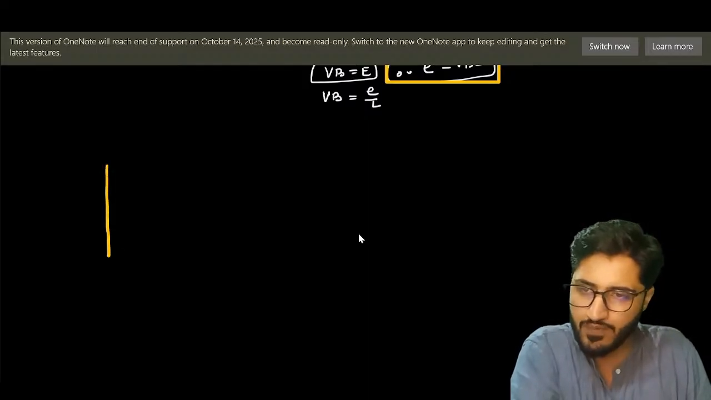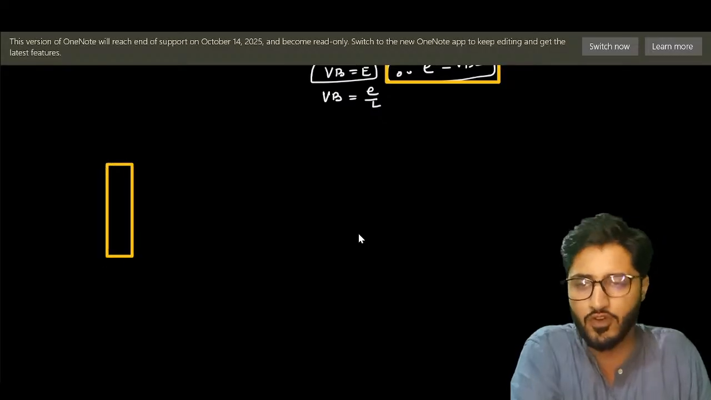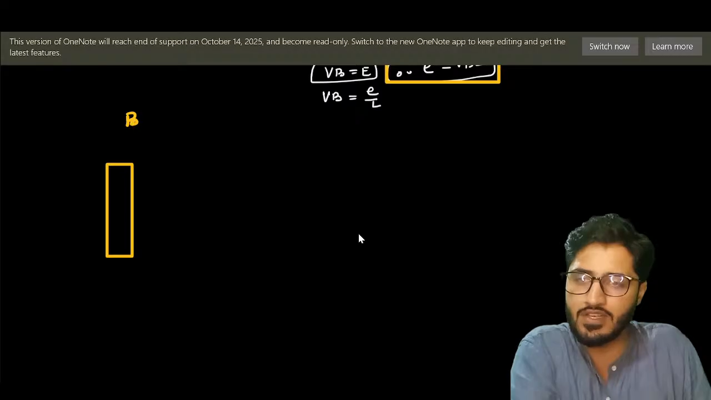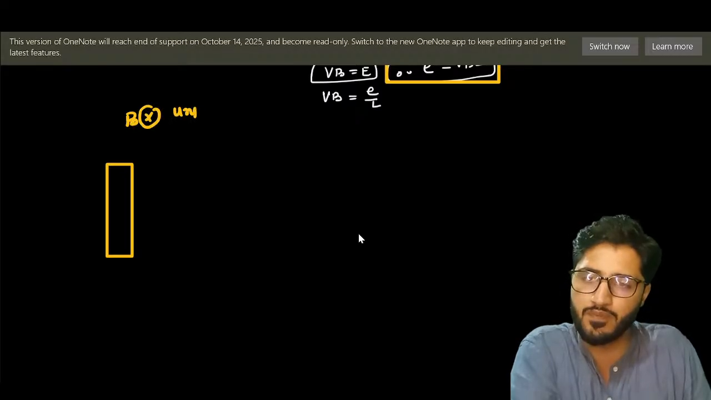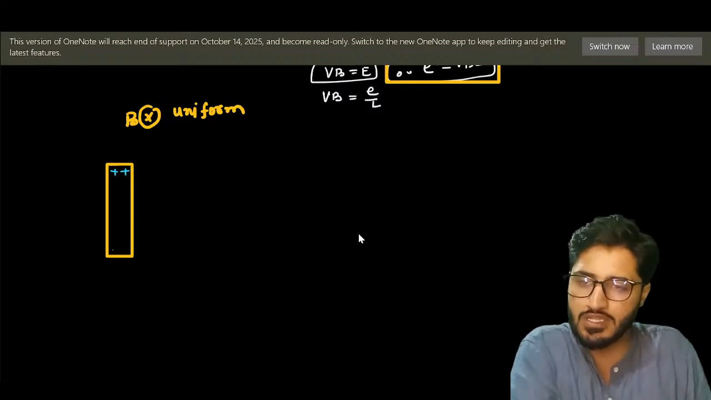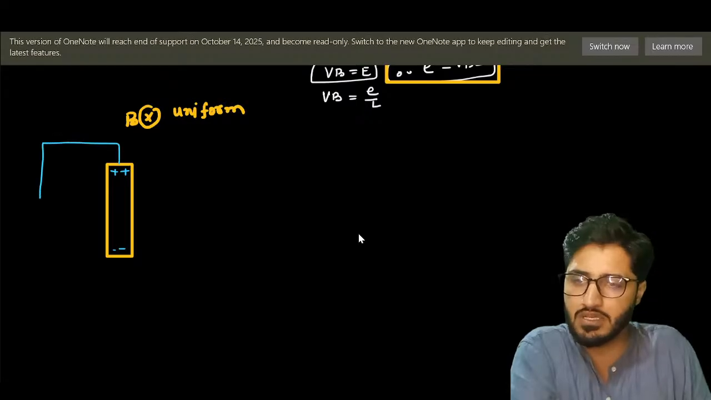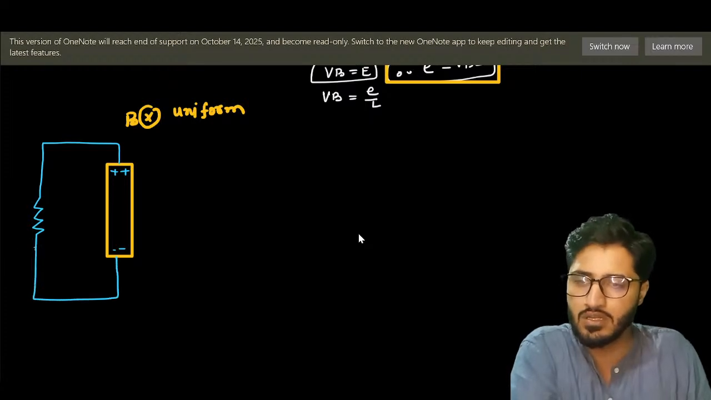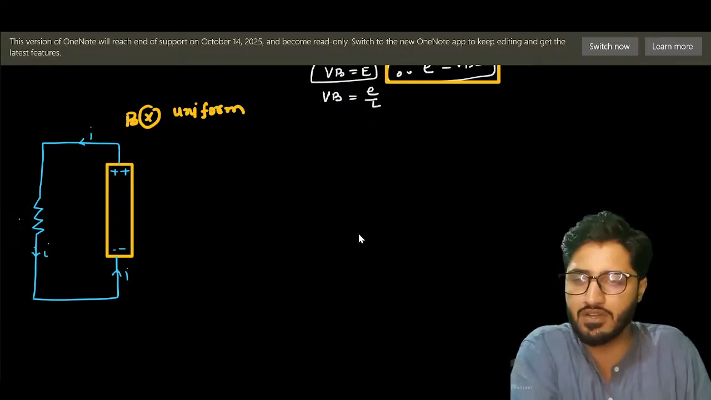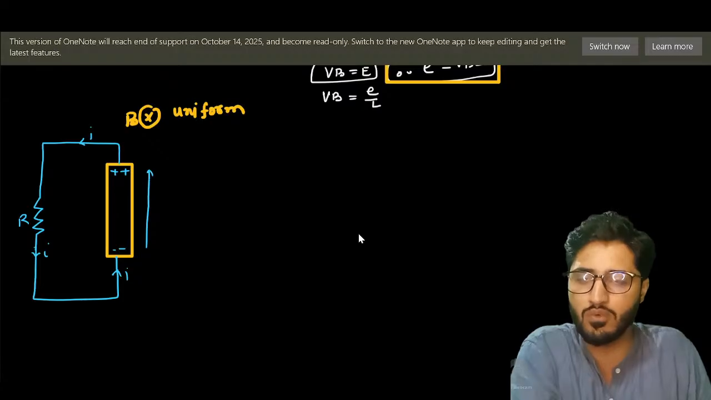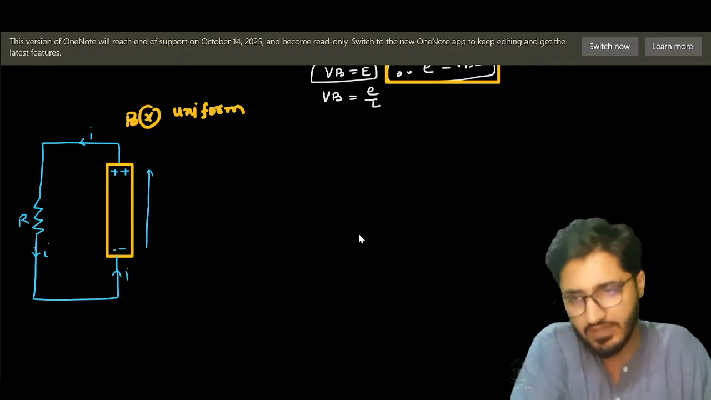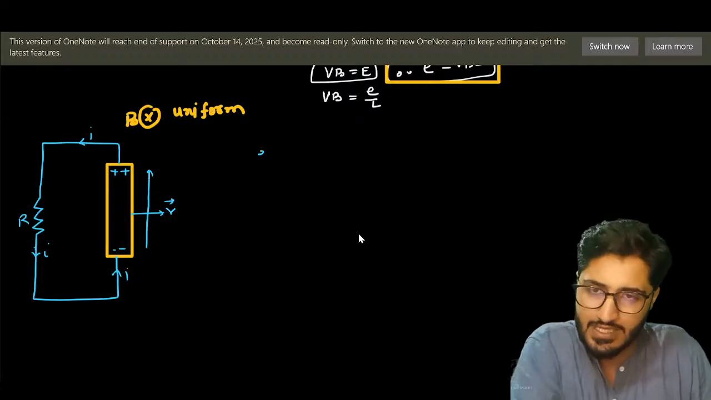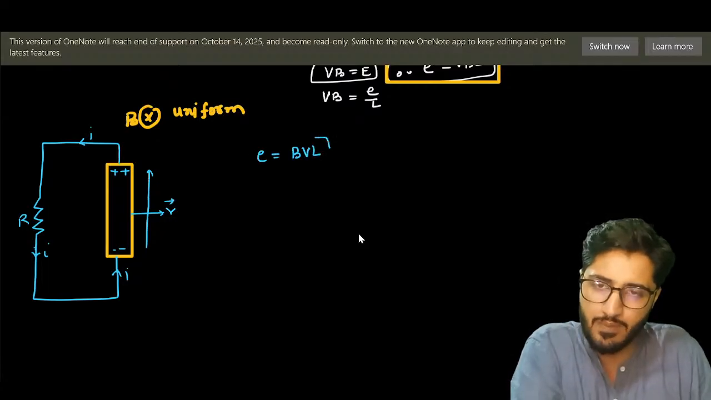This is my rod. This rod is inside a uniform magnetic field, and the magnetic field is inward. We observe that this side becomes positive and this side becomes negative. We add one outer resistance to the circuit, so current will flow in this direction. It flows from high to low potential outside the battery, but inside this rod it flows from low to high potential. Velocity is in this way. What is E? E equals BVL.